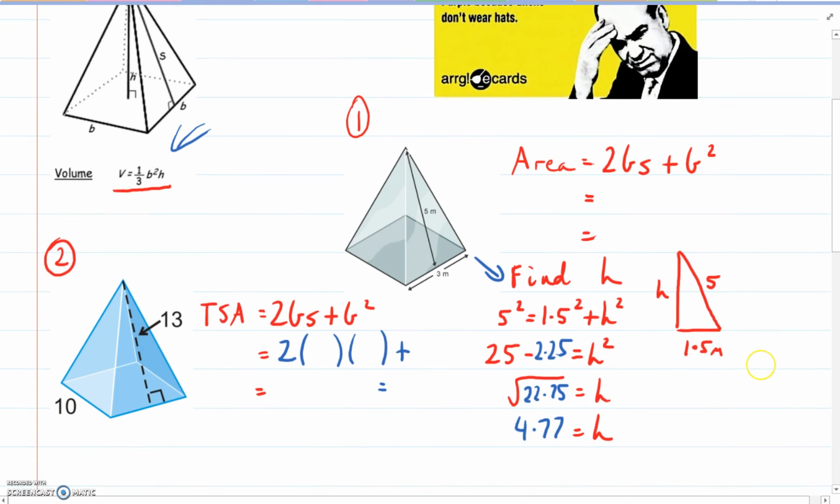So let's look at question 1. If we're looking for the surface area, so the total surface area of this shape, it's 2 times the base length times the slant length plus the base squared, which in this case is 2 times 3 times 5 plus 3 squared.